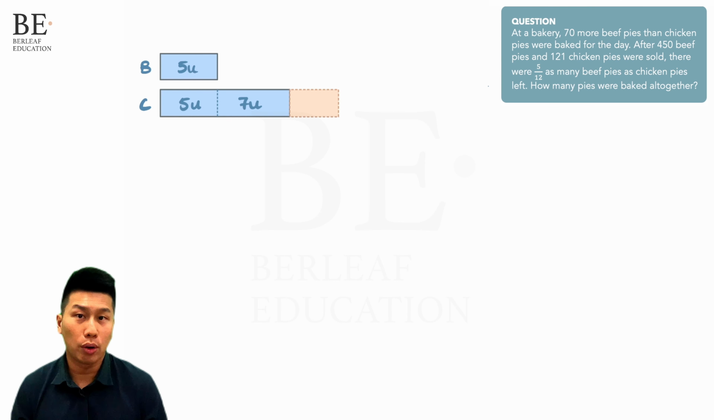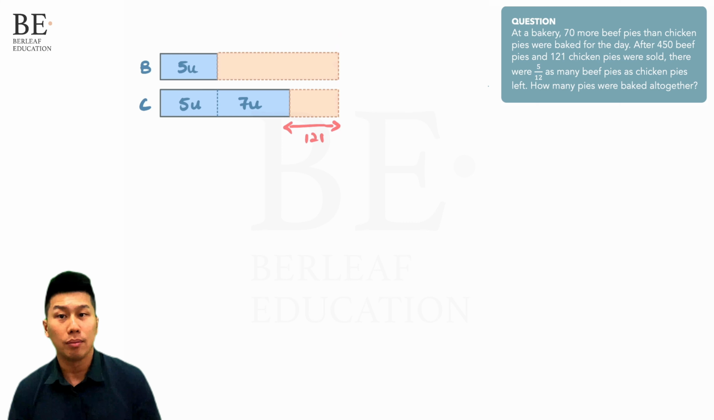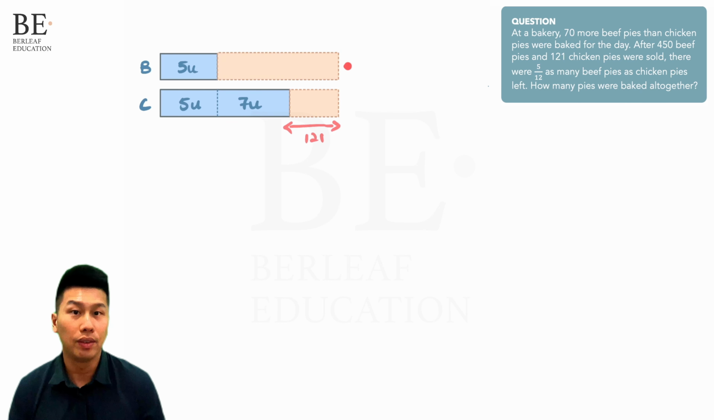Now, this can be done by drawing in this small extended portion, which represents 121 of the chicken pies sold. And now to determine the length of the beef pies model, we can first extend it to the same length as the chicken pies model over here. Since models of equal length represent equal amounts, we know that there were 70 beef pies more than chicken pies. So to account for this difference, we can further extend the beef pies model slightly from this point onwards.